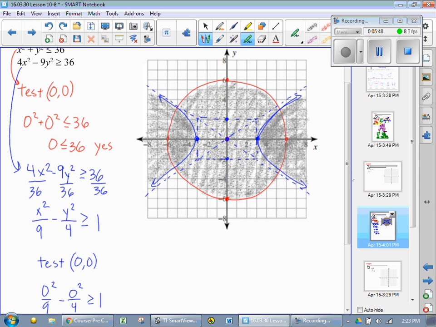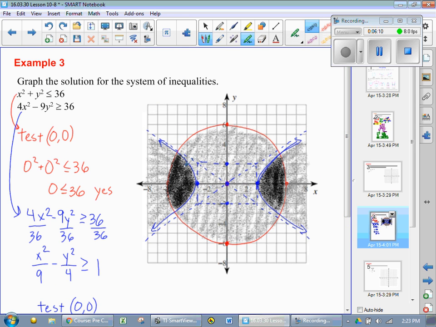Now, there are two parts on this graph where I have double shading, and that's this region right here and this region right here. Those regions would contain all my solutions for the system of inequalities. So there is my final answer. Make sure you clearly indicate which region is shaded darker, because that region will be your final answer.